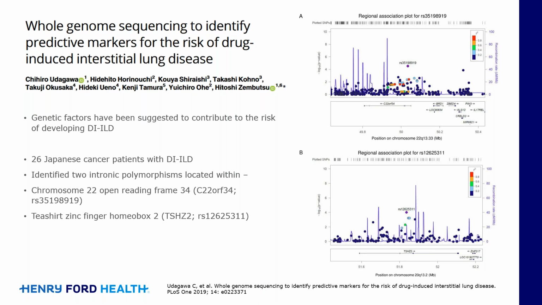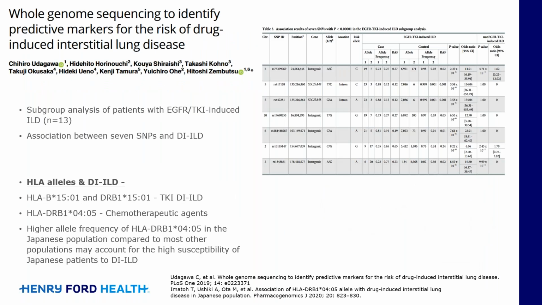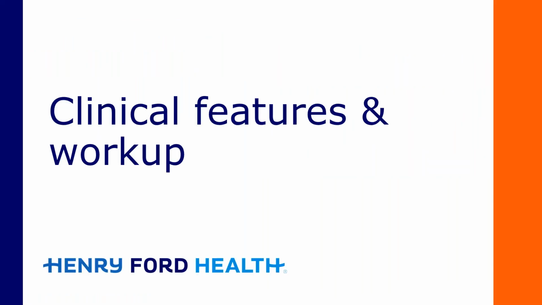And again, focusing on the Japanese cancer patients, Kubo and colleagues studied 26 cancer patients in Japan and performed whole gene sequencing. And they found two polymorphisms that have been identified with increased risk of ILD. And focusing specifically on the EGFR TKI-induced ILD, they identified 7 single nucleotide polymorphisms that were also associated. So along with this, there have been HLA alleles that have also been implicated in various studies to be associated with higher risk of ILD.